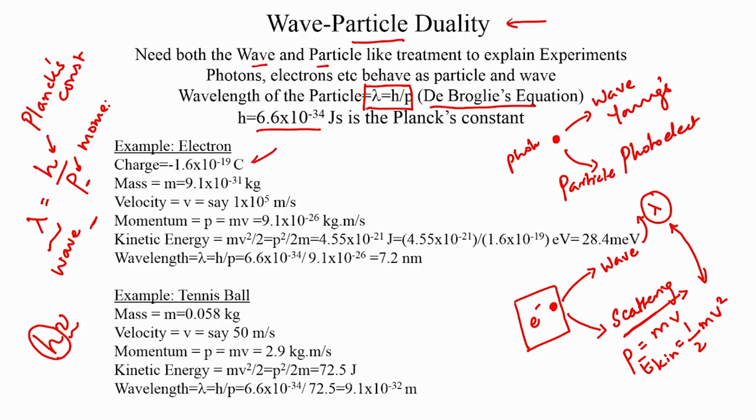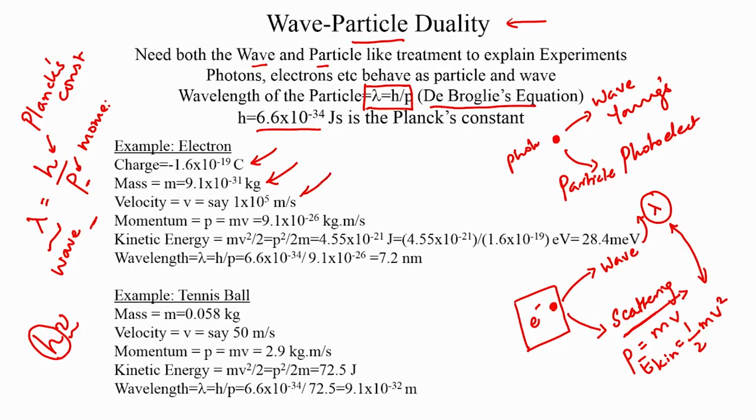It has got a charge of minus 1.6 into 10 power minus 19 coulombs. It has got a mass of 9.1 into 10 power minus 31 kilograms. So, that is the rest mass of the electron. Now, let us say the electron is fired from an electron gun.